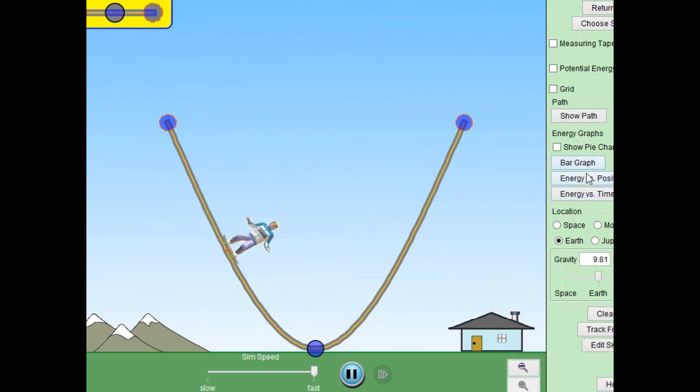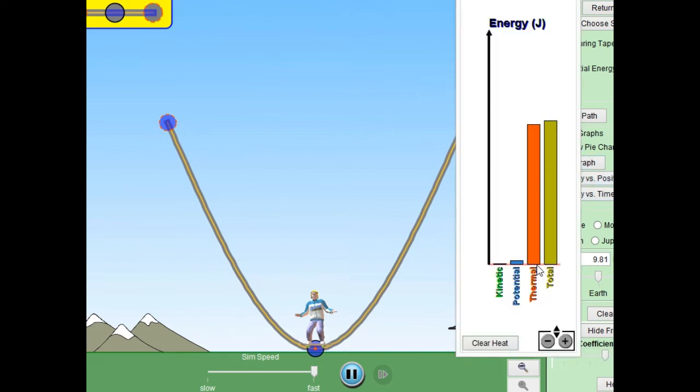If we add friction to our track, what will happen? I add friction. Now the boy will stop. Why does the boy stop? The boy stops because the mechanical energy was converted into heat energy by the friction on the track. We can see the bar graph. All the mechanical energy was converted to what? To thermal energy.